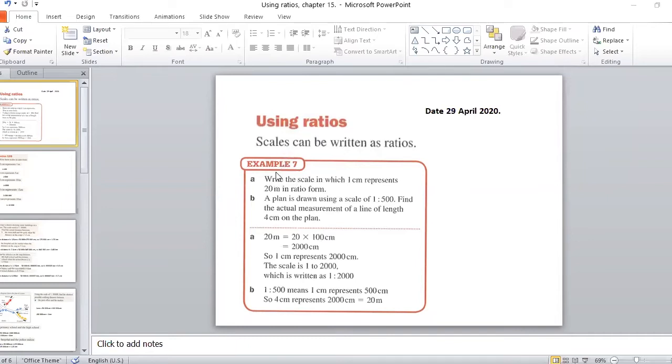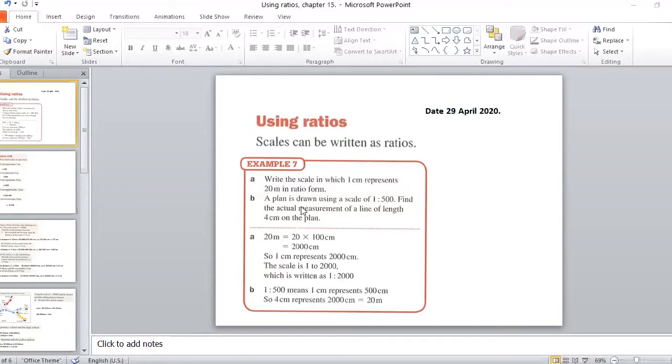Here is example 7, shown on page 246, asking you to write the scale in which 1 centimeter represents 20 meters in ratio form. 20 meters is multiplied by 100 in order to give 2000 centimeters, and the way of writing it as a ratio is 1 to 2000. Remember, the way a ratio is written: the first number is always 1, then two vertical dots, then the second number is shown in centimeters.